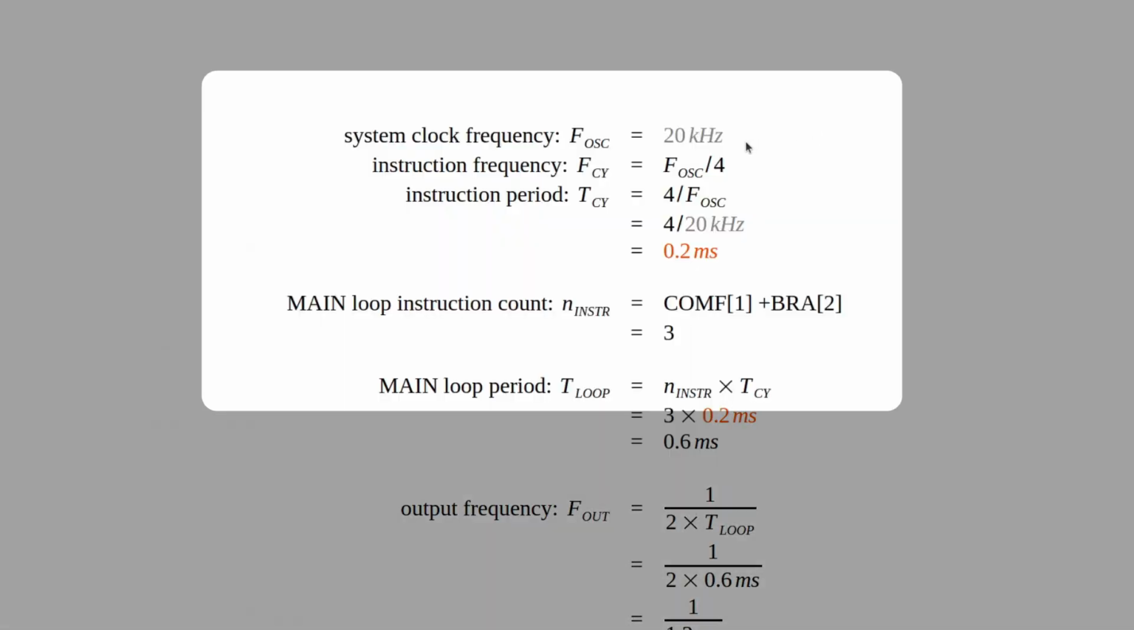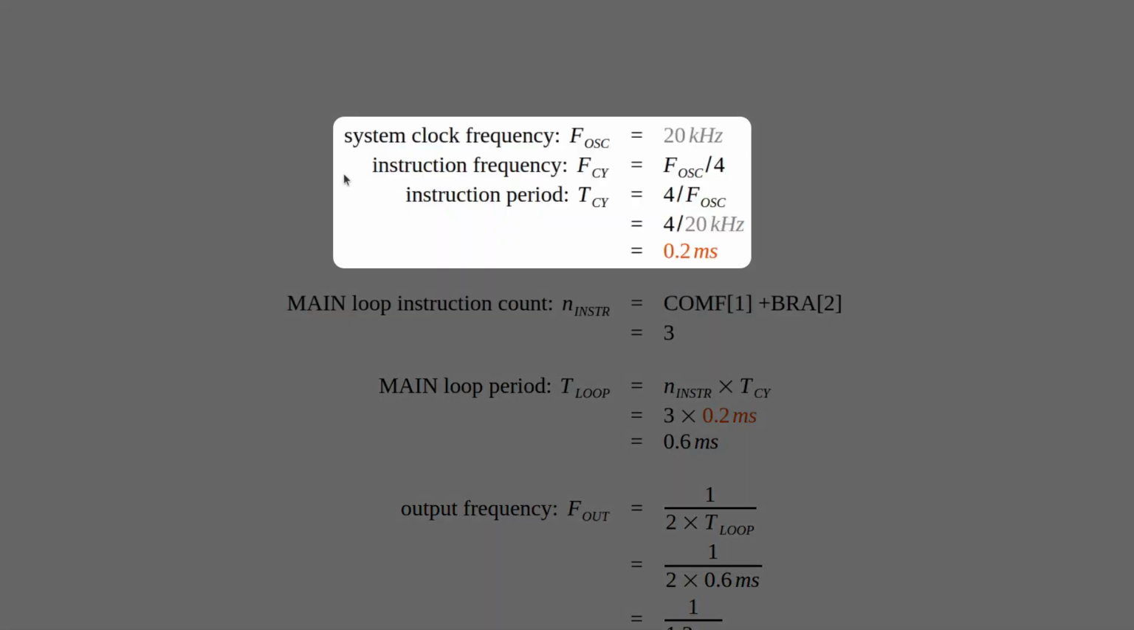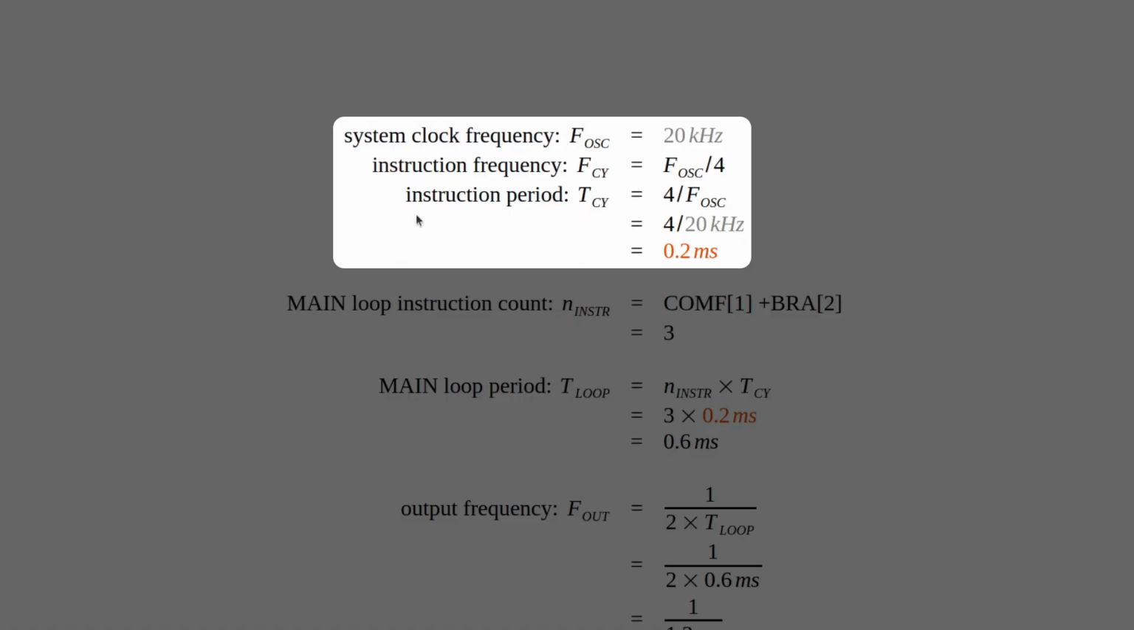The external clock frequency is 20 kilohertz, and as we just learned, the instruction frequency is our external clock frequency divided by 4. And while the frequency is important, the real key metric we're looking for is the period. In other words, how long does each clock pulse take? In order to figure out the period, we simply invert it, so it's 4 divided by the external frequency. In this case, it's 4 divided by 20 kilohertz, which delivers 0.2 milliseconds. So each instruction cycle takes 0.2 milliseconds.